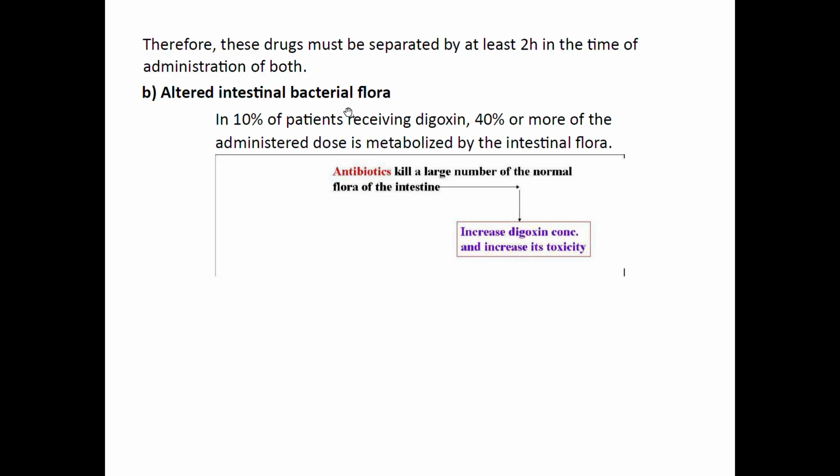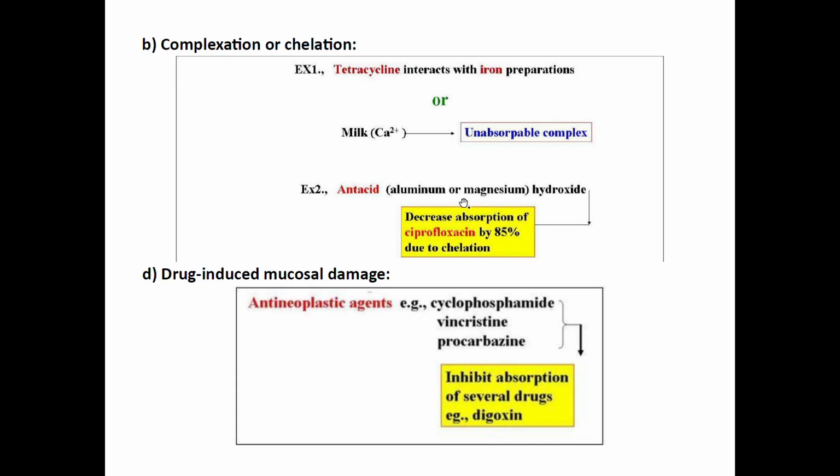Then, altered intestinal bacterial flora. In 10% of the patients receiving digoxin, 40% or more of the administered dose is metabolized by the intestinal flora. Antibiotics kill a large number of normal flora of the intestine, which increases digoxin concentration and increases its toxicity.